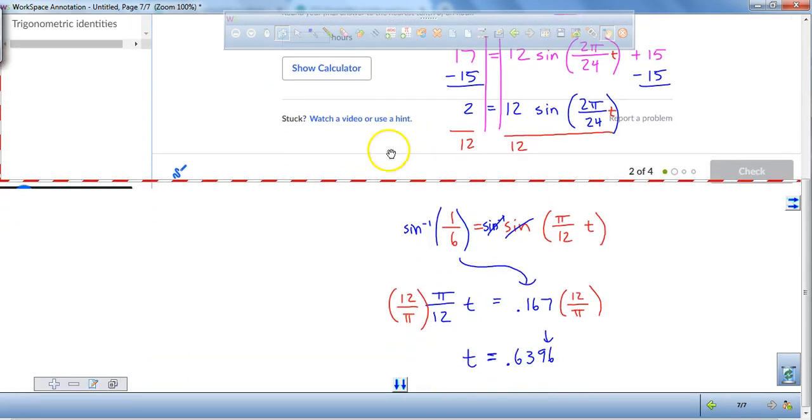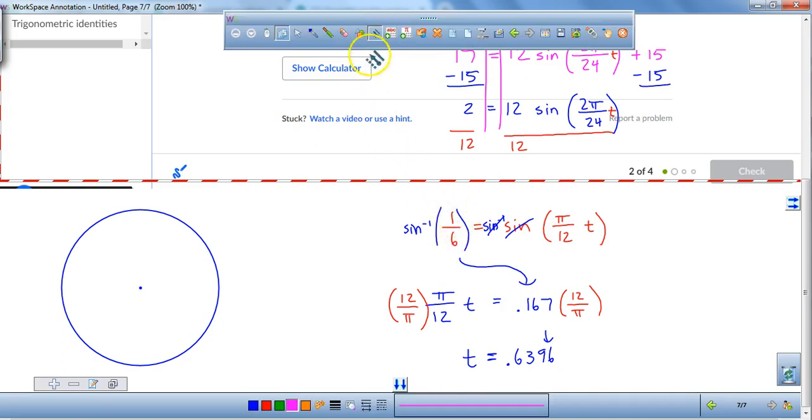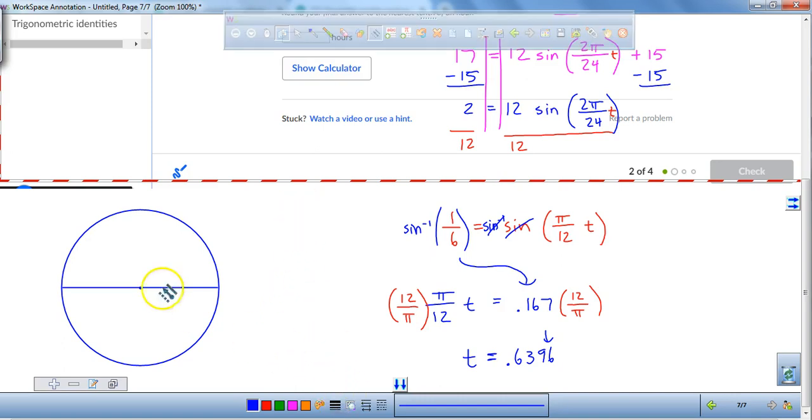This is where it gets a little bit trickier. Let me show you the concept behind the unit circle. Before we multiplied both sides by 12 over pi, we had the inverse sine of 1 over 6. So what does that actually mean if we're looking at the unit circle? Probably the best way for me to describe it is to think about degrees and then convert it to radians. So here we go. I'm just going to build a quick little unit circle. Hopefully this will help you understand.